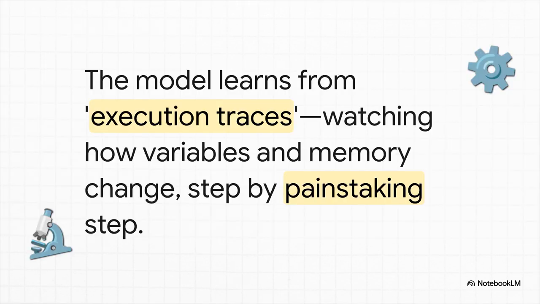That mid-training stage is really where the magic happens. The model is shown what are called execution traces. Just imagine watching a program run in super slow motion. The AI gets to see line by line exactly how every variable changes, how memory is affected. It's learning cause and effect at the most fundamental level.